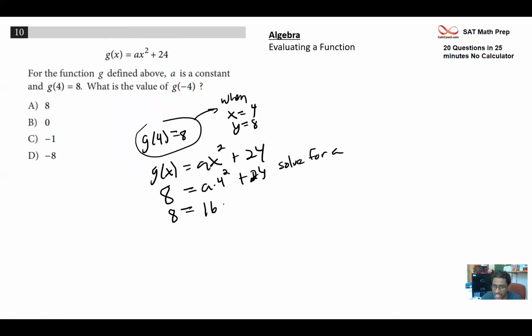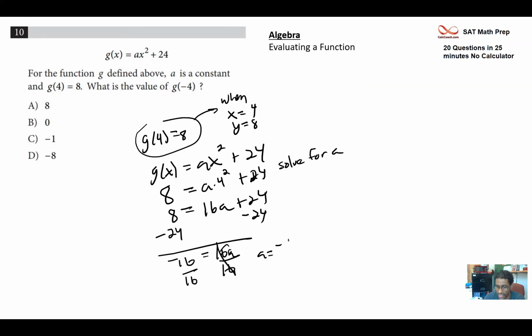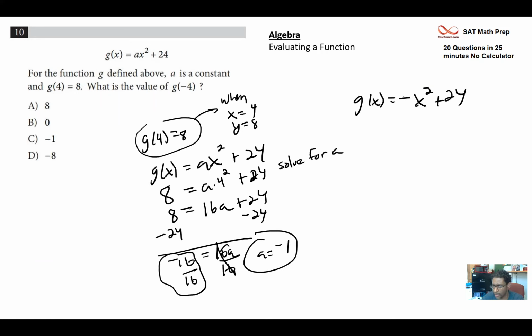8 is 16 times a plus the 24. We take away the 24 from both sides, giving us a negative 16. And then that tells us that a must be equal to a negative 1. Divide by the 16, and we get that a is a negative 1. A negative 16 on top of a 16 is a negative 1. And now that we know that a is negative 1, we can go back and rewrite the function with a being replaced by negative 1. You can either put the 1 there or just put the negative sign in front.